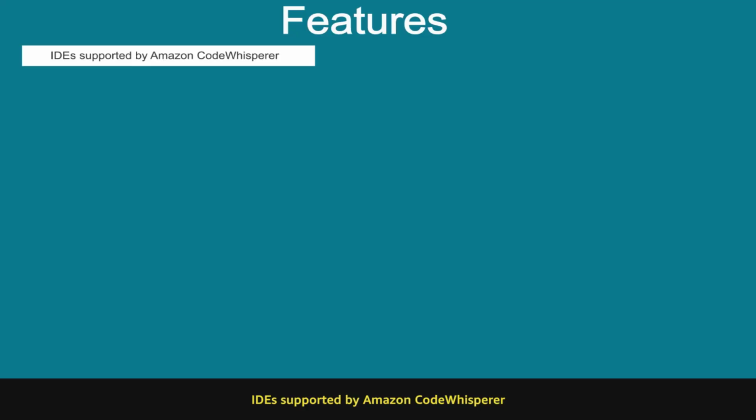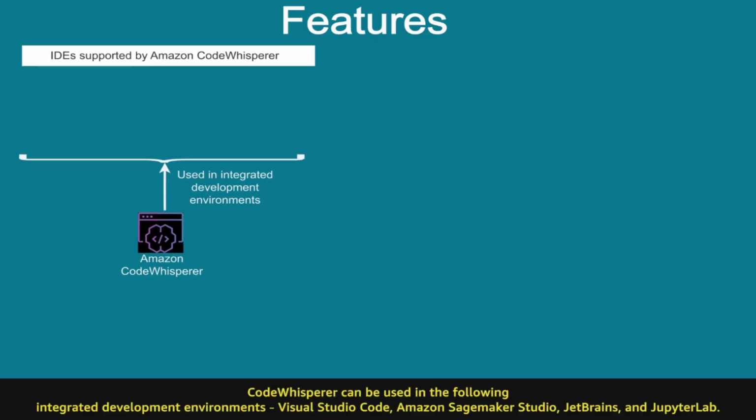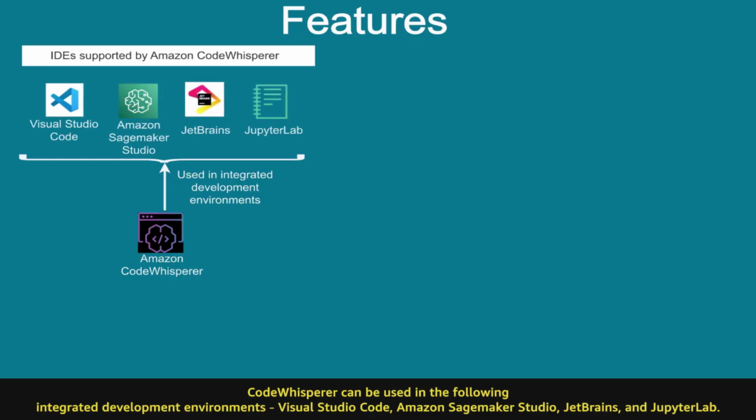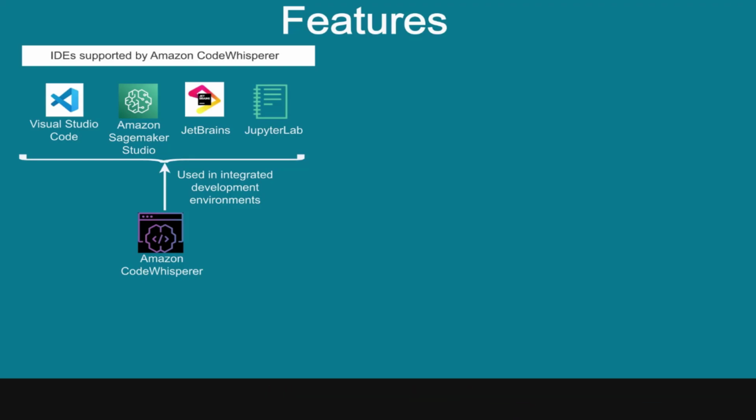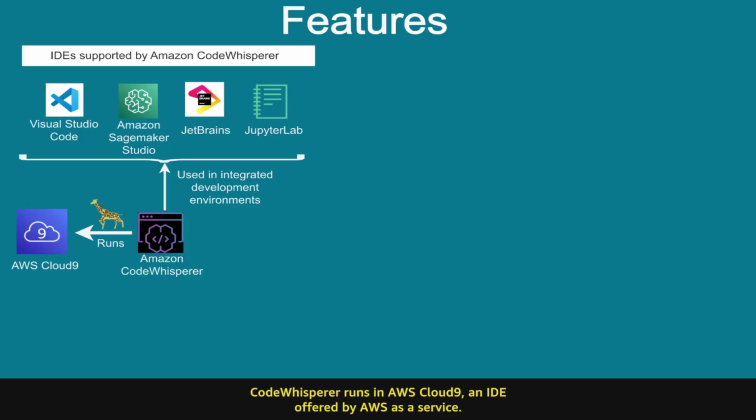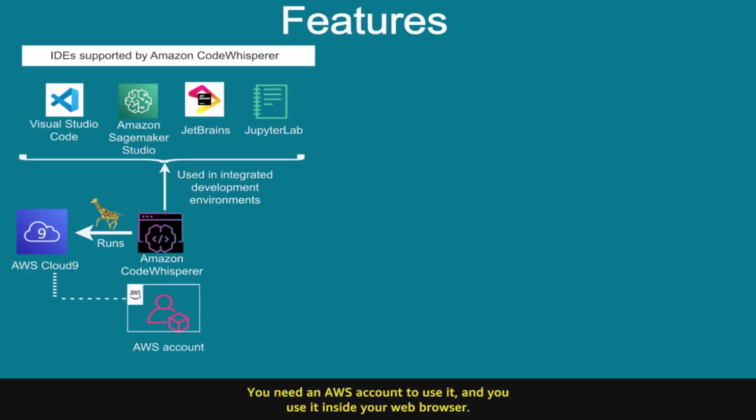IDEs supported by Amazon CodeWhisperer. CodeWhisperer can be used in the following integrated development environments: Visual Studio Code, Amazon SageMaker Studio, JetBrains, and JupyterLab. CodeWhisperer runs in AWS Cloud9, an IDE offered by AWS as a service. You need an AWS account to use it, and you use it inside your web browser.